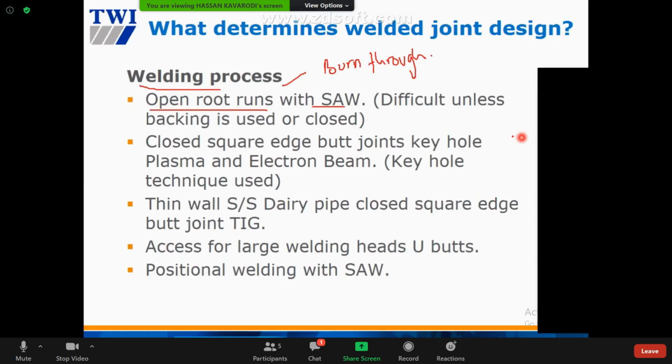Yeah. And then they talk about closed square edge, thin wall, stainless steel dairy pipe, closed butt joint with TIG, positional welding here with SAW. Normally SAW position is PA, PB, and PC. We're going to talk later about this PA, PB, PC, all right?